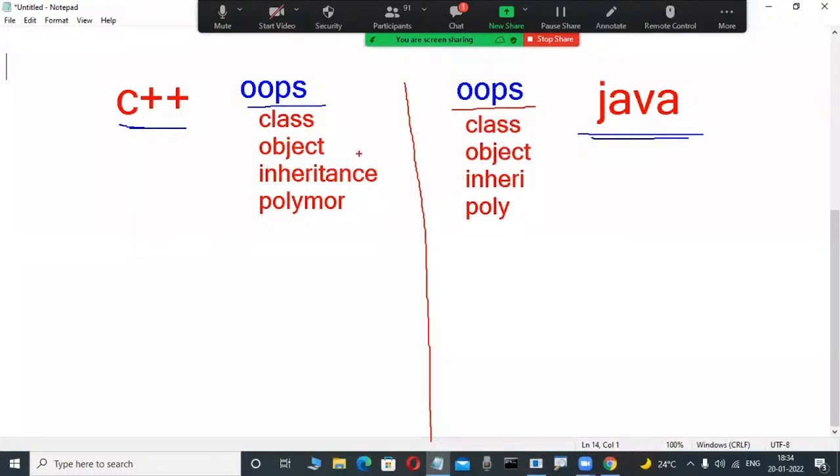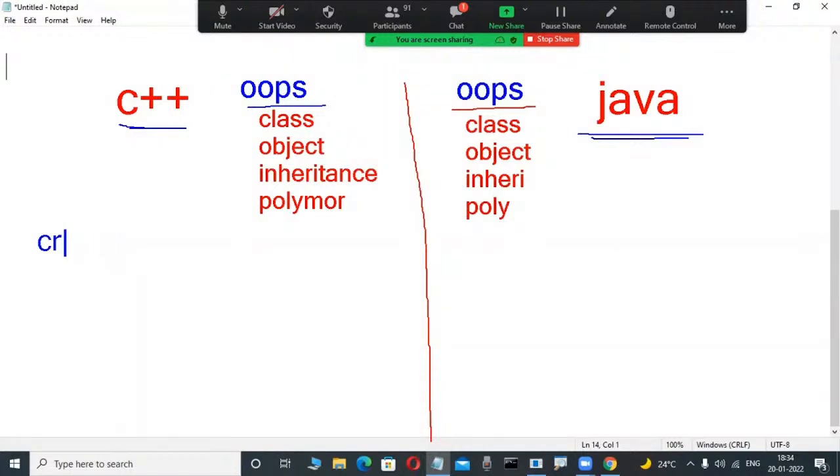C++ and Java, conceptually: what is a class? What is an object? What is inheritance? What is polymorphism? Like this, encapsulation, binding, something. But observe here. Suppose in C++ I want to create an object from the class, what is the syntax? Anybody technical having an idea?